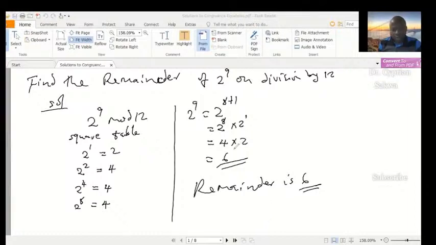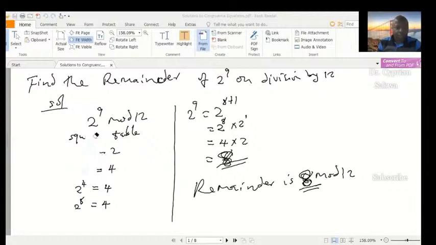No, this is 8. When you multiply this, you get 8. So the remainder is 8, not 6, if you divide 8 by 12. So that's the remainder. And look at what I did, because I discovered that I could not use Fermat's little theorem. I could also not use Euler's theorem.